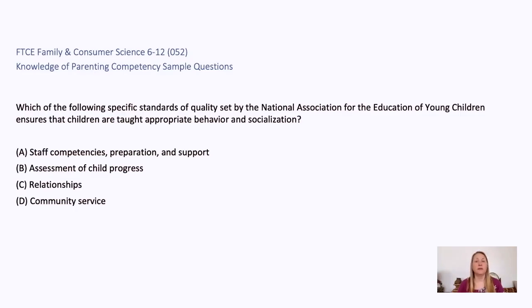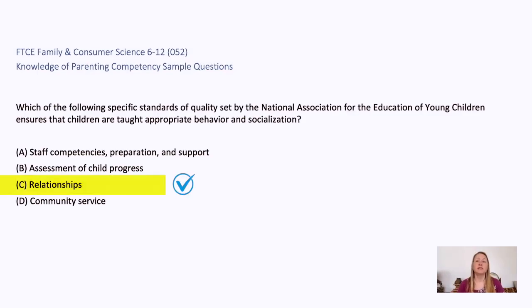A, staff competencies, preparation, and support is incorrect. This focuses on making sure teachers are well trained and supported. B, assessment of child progress is incorrect. This is about measuring how children are learning and developing, not about teaching them social behaviors. D, community service is incorrect. This involves connecting with the community and giving back.